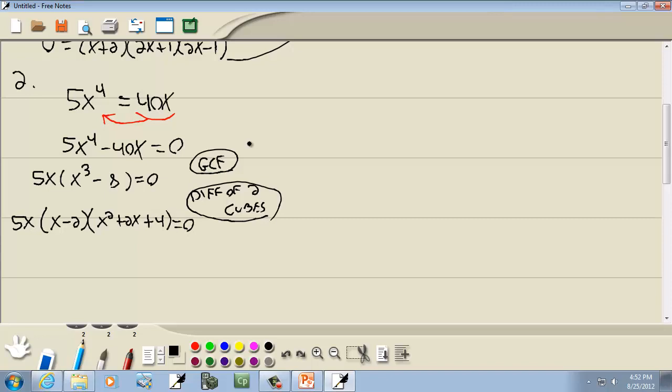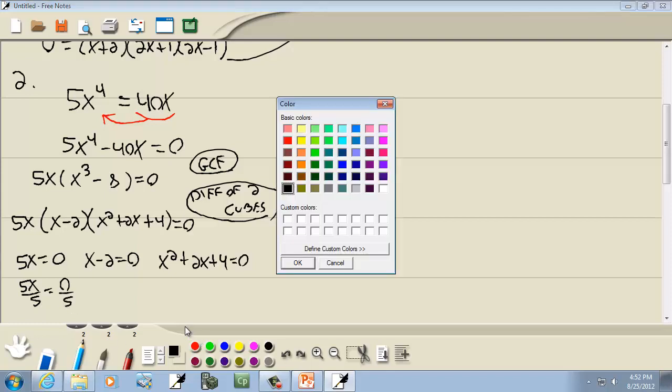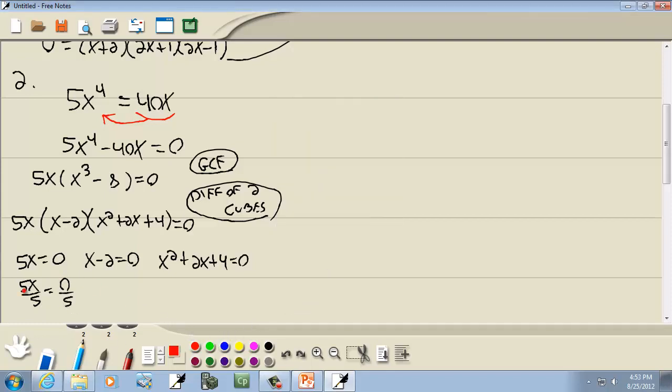Now, I won't show all the steps anymore on factoring, but we'll always write down what method I'm using. Now, x squared plus 2x plus 4, I can't factor it any more, so I'm ready to start setting things equal to 0. So I'll set 5x equals 0, x minus 2 equal to 0, and x squared plus 2x plus 4 equal to 0. Well, 5x is equal to 0. I divide both sides by 5. Those 5's cancel. And we get x is equal to 0.